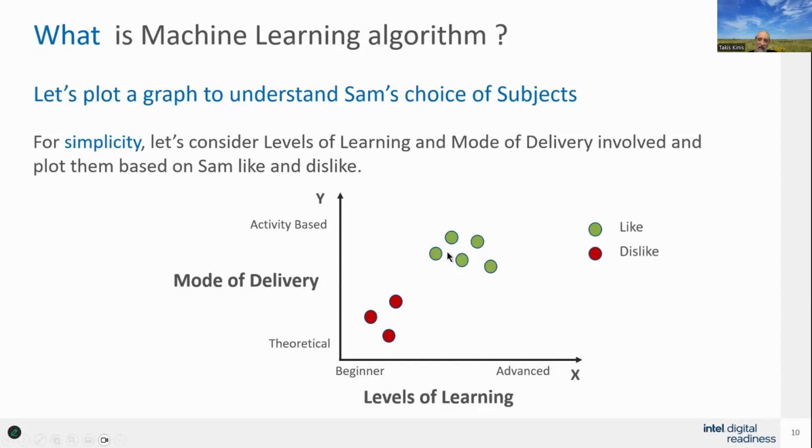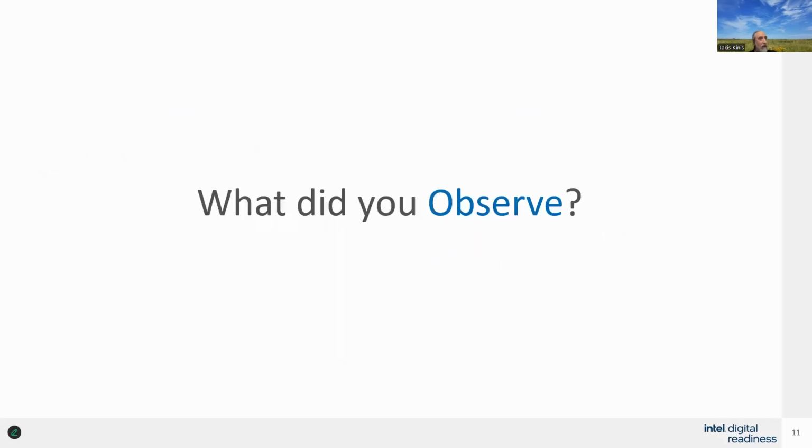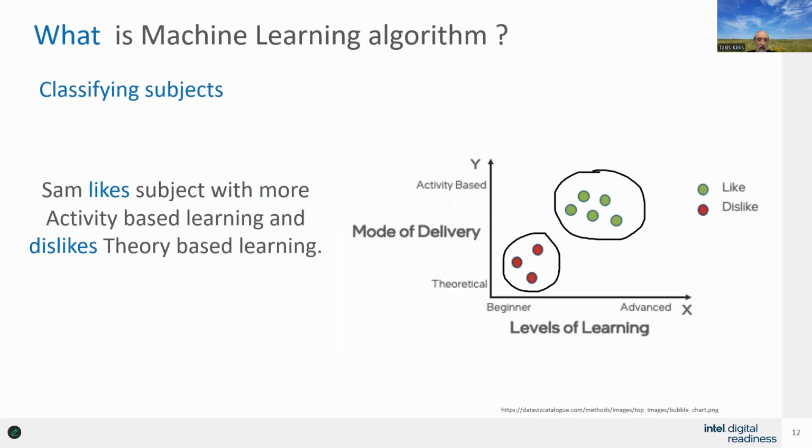Basically, what he did is that we're grouping the classes. There's a data point for mode of delivery and a data point for levels of learning, and it fits on the matrix like this. The ones he likes are grouped together in green, and the ones he dislikes are grouped together in red. You can see two very clearly formed groups on the screen. They're clustered together. So he likes more activities, he dislikes theory, and he likes stuff that's more challenging.